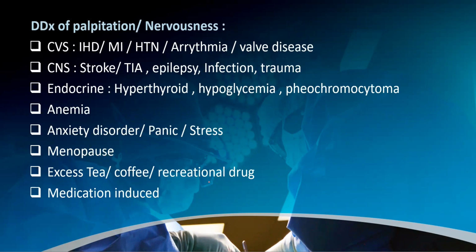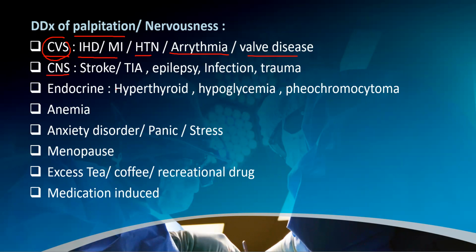Now, in case of differential diagnosis of palpitation, your most important system is the cardiovascular system. So it could be ischemic heart disease. It could be mainly any arrhythmia. Any arrhythmia that you know, ventricular tachycardia, atrial flutter, fibrillation, any of those can cause palpitation. Also, sometimes myocardial infarction or IHD, ischemic heart disease, can also cause palpitation. Hypertension can cause it, or valvular heart disease can cause palpitation as well.